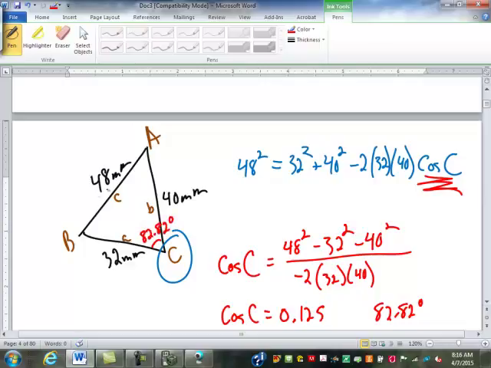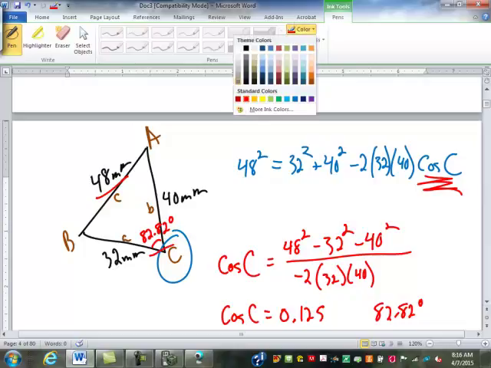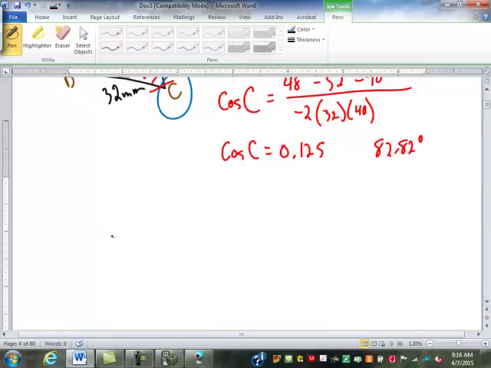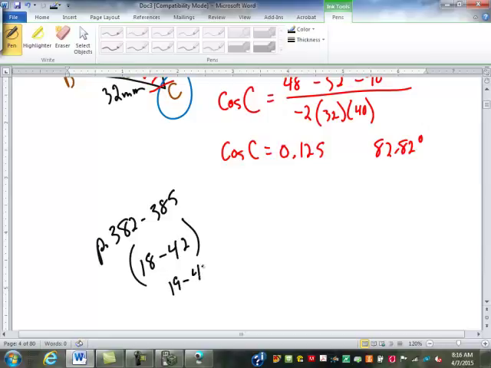Now that we have that, we have a side and its opposite angle. We'll go over that strategy, looking for the missing angle, more tomorrow. For right now, I believe your packet has page 382 through 385, 18 through 42, actually I should say 19 through 41, the odds. Now you're going to use the law of cosines instead of just the law of sines.